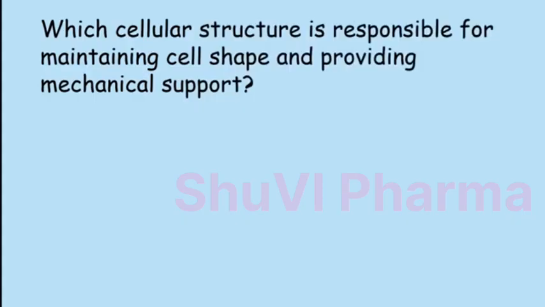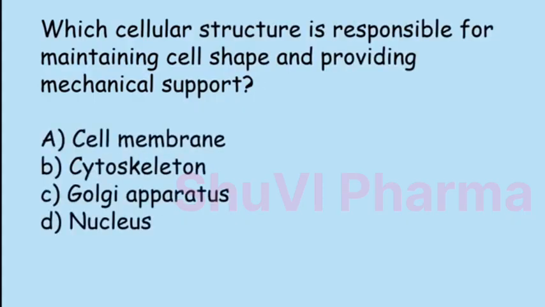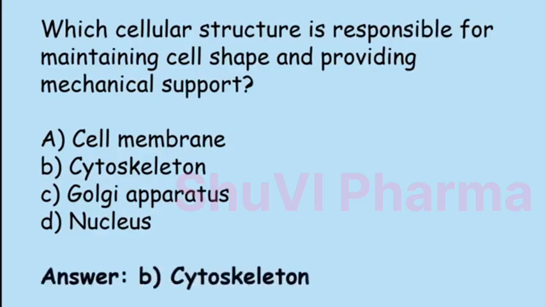Which cellular structure is responsible for maintaining cell shape and providing mechanical support? Cell membrane, cytoskeleton, Golgi apparatus, nucleus. The correct answer is option B. Cytoskeleton cellular structure is responsible for maintaining cell shape and providing mechanical support.